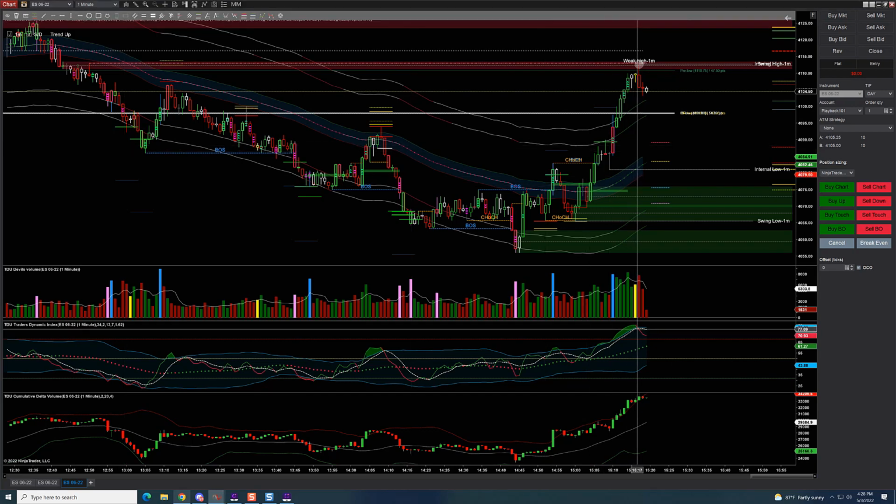Now, so is this a hard trade to take? Yeah, that's a hard trade to take. What makes it a little bit easier? Okay, well, look at the TDI. Remember, we're very extended. We get all the way up to 81 here. And we're crossing the signal line there.